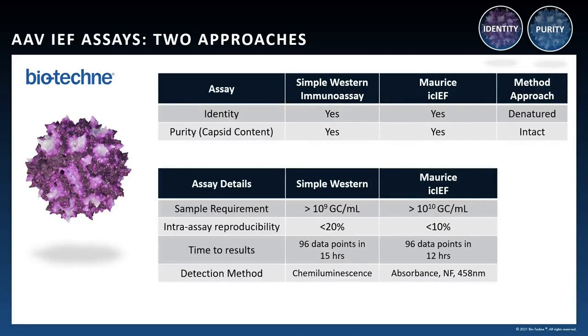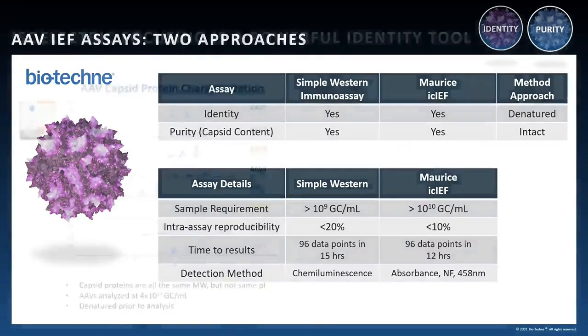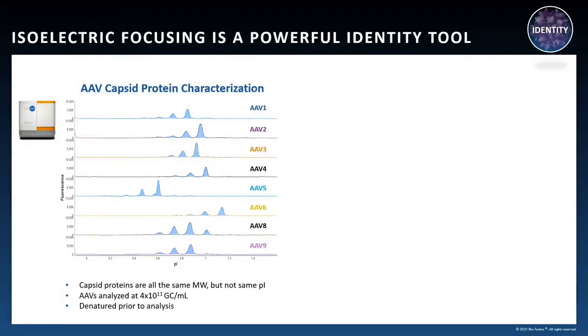For sample requirement, both assays use low amounts of AAV, below 10 to the 10th GC per mL. They're both quite reproducible with fast time to results and offer sensitive detection, as we'll get into. The capsid protein iCIEF method is platform and can be used for identity as well as stability indication.